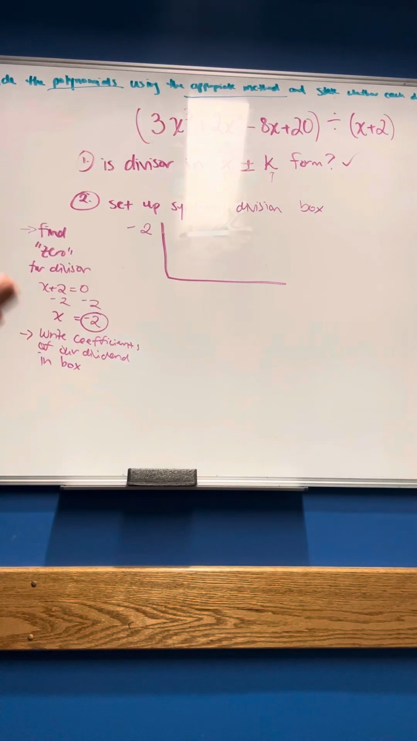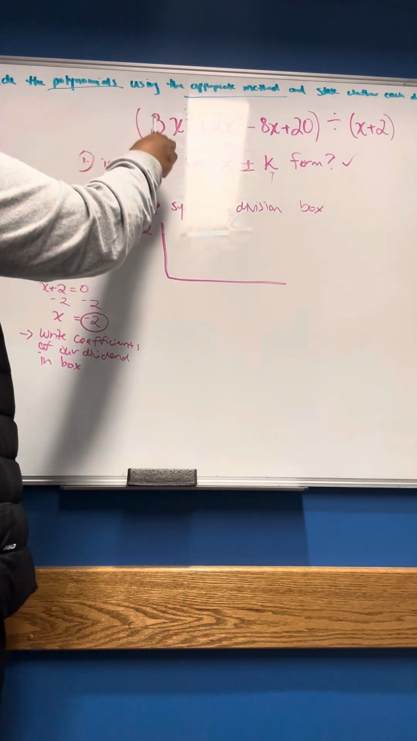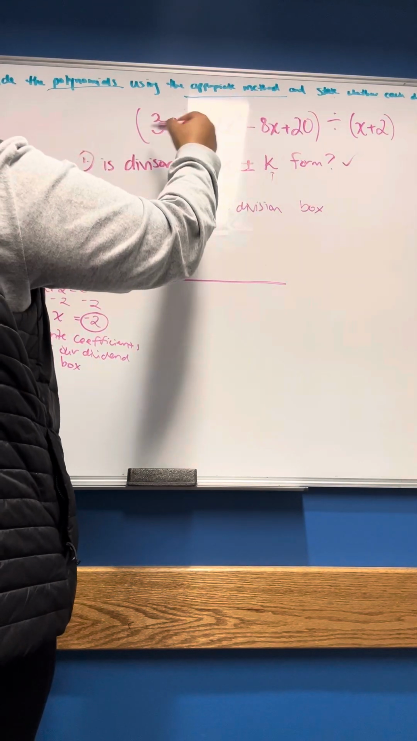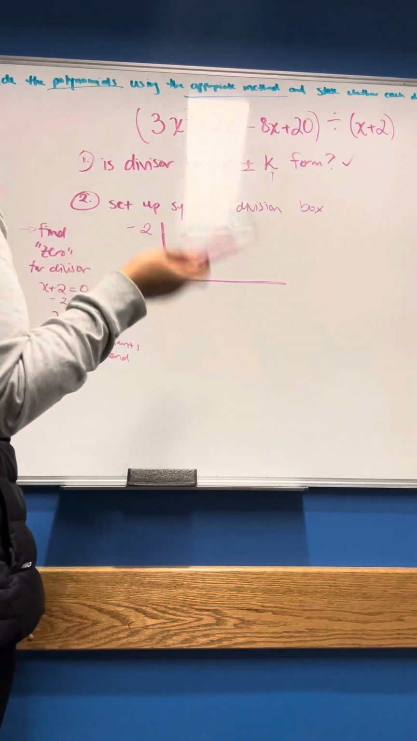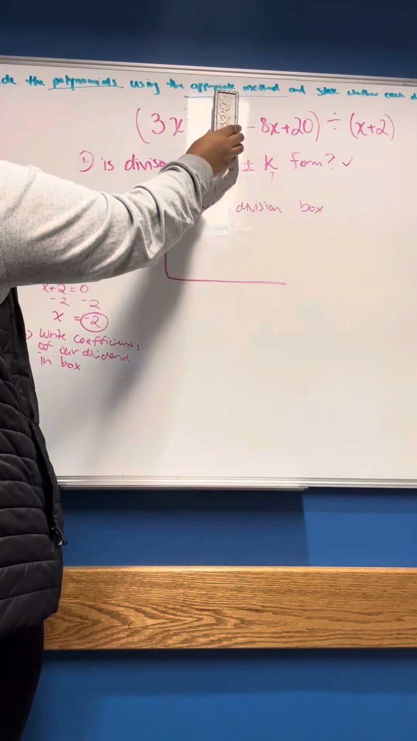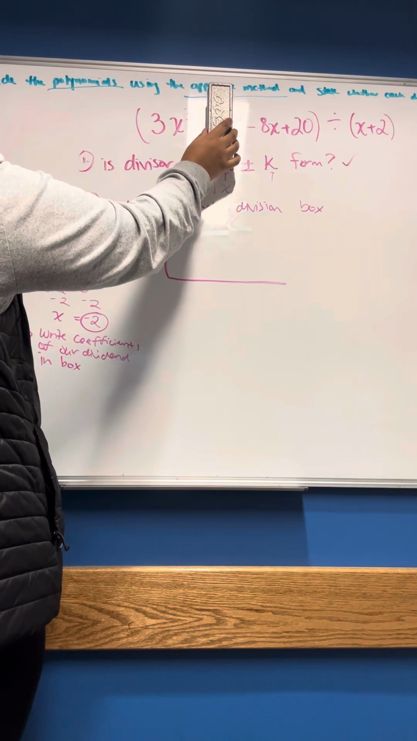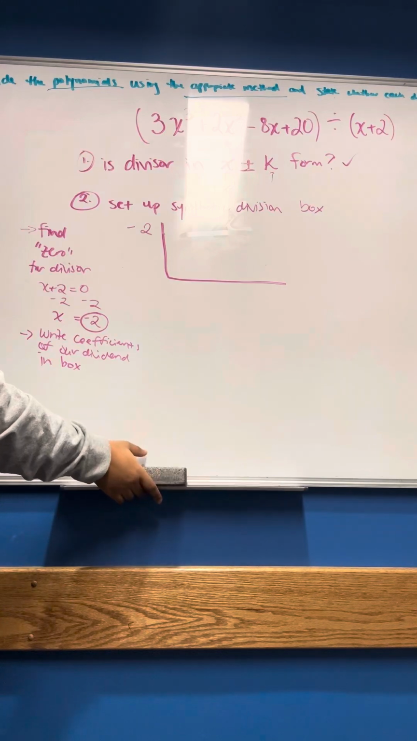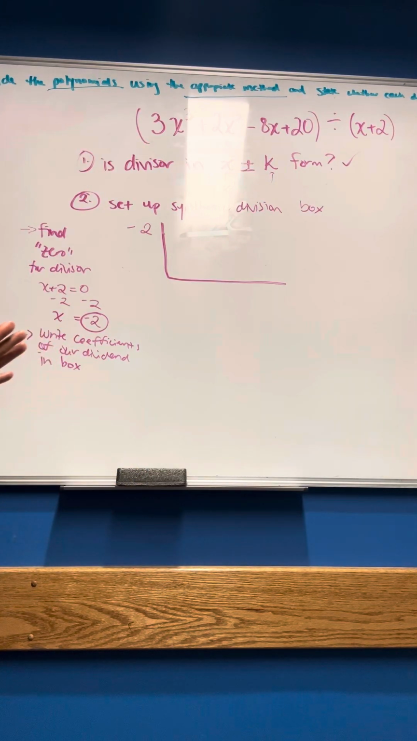The reason I'm making a big deal about putting it in order and making sure that every variable after the highest variable follows in order is because sometimes it's not going to follow in order. Sometimes you're not going to have an x squared. It's just going to be 3x cubed plus 8x plus, or minus 8x plus 20. What happened to the x squared? It's not there. In that case, its coefficient would be 0. And let me tell you why that makes sense.